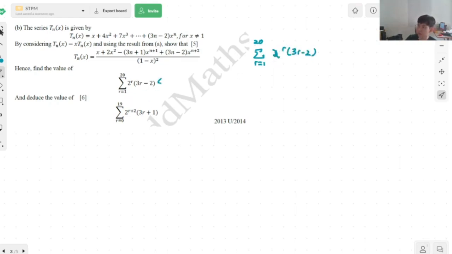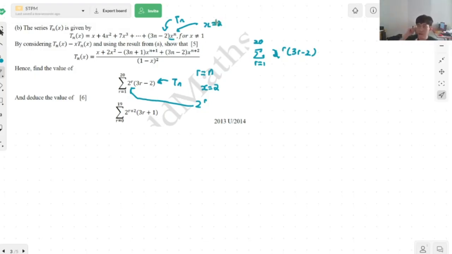Where do we see this term before? This is actually your Tn term here. So if you can see, your r now is your n, your power. Just that now the x here is actually your 2. Can you see? Because this is 2r at this part. So on the top here, it becomes x equal to 2.